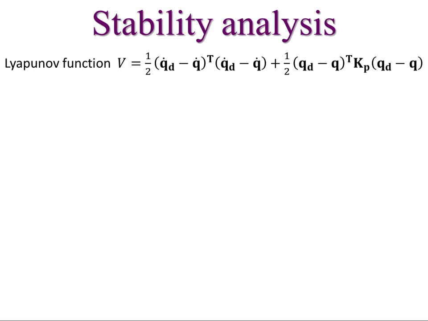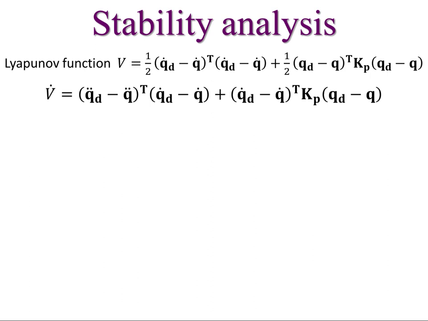The joint angle feedback gain matrix Kp is a positive definite matrix, and V is then clearly always greater than or equal to 0. If this V decreases with time, the control errors also decrease. This means achieving the control objective. So let's calculate the time derivative of the Lyapunov function V.